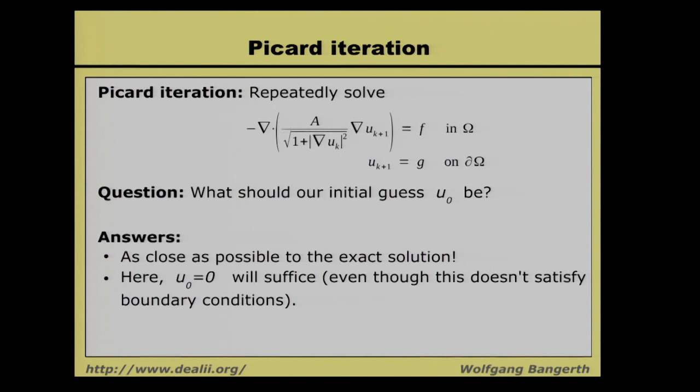That is a function that does not satisfy the boundary conditions, but that doesn't matter because if I put this in here, I'm going to solve for u1, and u1 is enforced to have the right boundary conditions. Okay, so there is no harm done doing it this way.